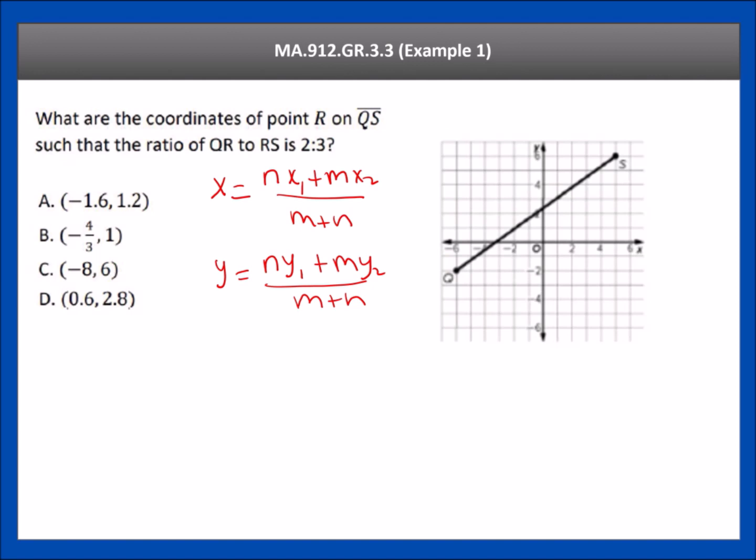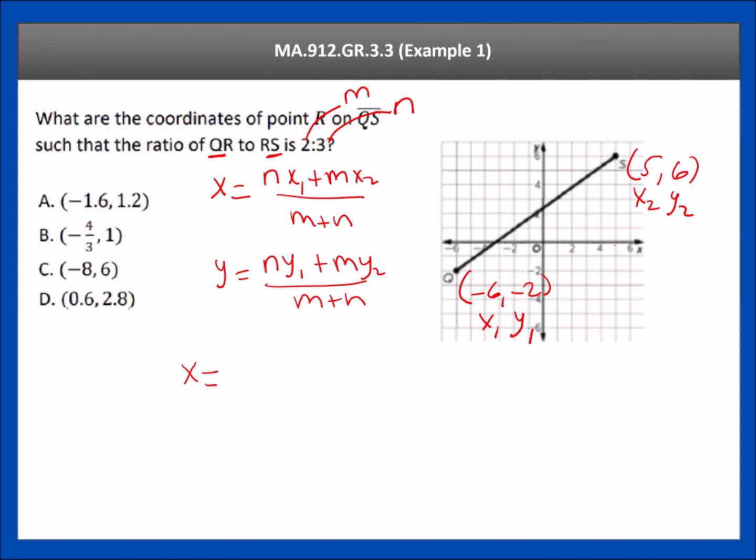What are the coordinates of point R on QS such that the ratio of QR to RS is 2 to 3? So this is your ratio. So this is m, this is n. m is 2, n is 3. And then your x1 and x2 are your coordinates for Q, right? So the coordinates for Q are -6, -2. This is your x1, y1. We know Q is x1, y1 because you're going from Q to S, so S has to be x2. So we got 5 and 6. So this is x2, y2. So all you gotta do is plug it in, get your answer.